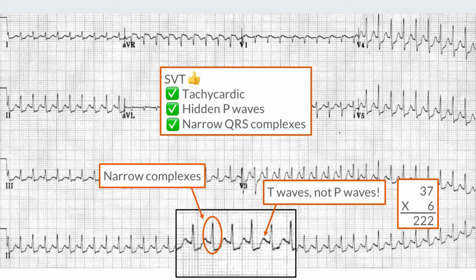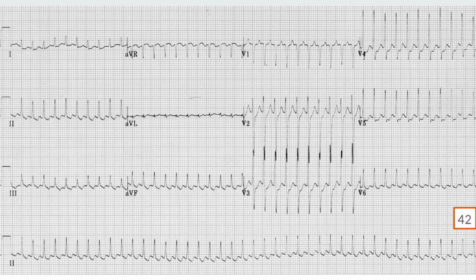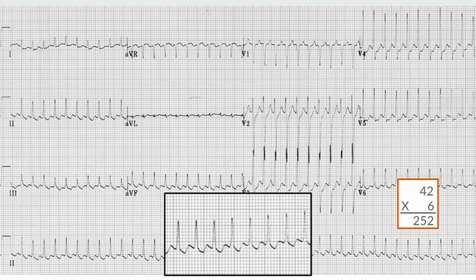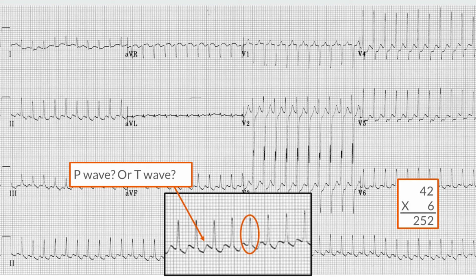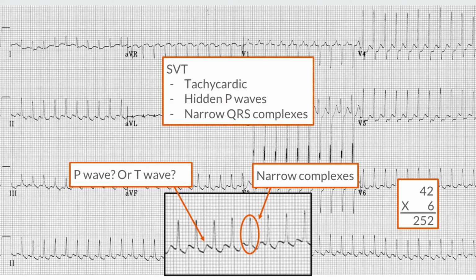Let's do one more. So I counted 42 heartbeats in this one, which would mean a ventricular rate of about 252 beats per minute. That's even faster than the last EKG. Now let's zoom in and see if we can find some P waves. This looks more like the P wave is being buried by the QRS complexes, so I will say this is a T wave. So we move on to looking at the QRS complex, which appears skinny and pointy, making it a narrow QRS complex. So with these findings of being tachycardic, hidden P waves, and narrow QRS complexes, this one also meets the criteria for SVT.